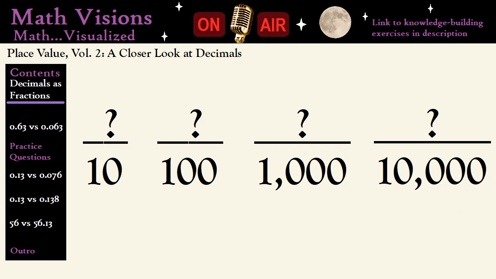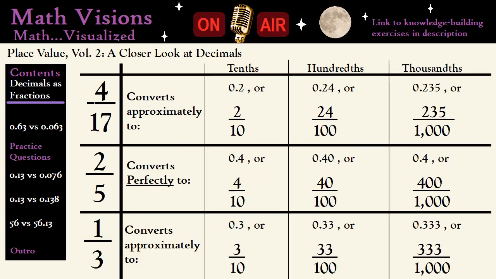Decimals are like fractions, where the denominator, number on bottom, is always a multiple of 10, such as 10, 100, 1,000, 10,000, etc. In decimal form, we round fractions such as 4/17, 2/5, and 1/3 to the nearest 10th, 100th, 1,000th, etc., since most conversions are not perfect. In our example, 2/5 is the only one that converts perfectly. And remember, we do not separate groups of digits to the right of the decimal with commas.